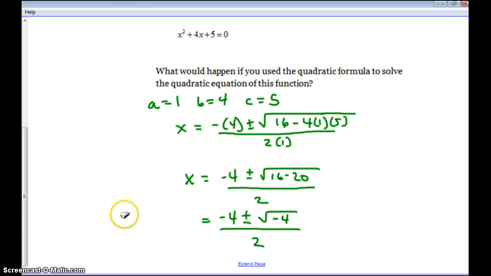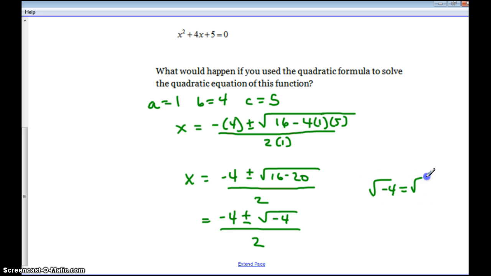So when you do that, you get our a is 1, our b is 4, and c is 5. You substitute into the quadratic formula, and you have negative 4 plus or minus the square root of 16 minus 20, all over 2. Now 16 minus 20, remember, is negative 4. Now think back to the beginning of our unit. Remember what the square root of negative 4 means.